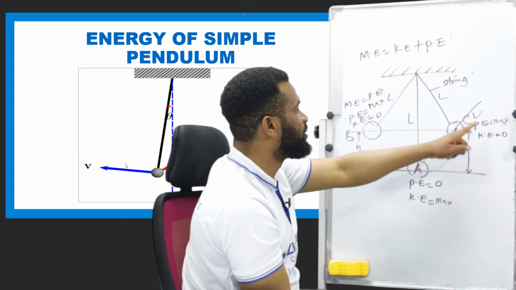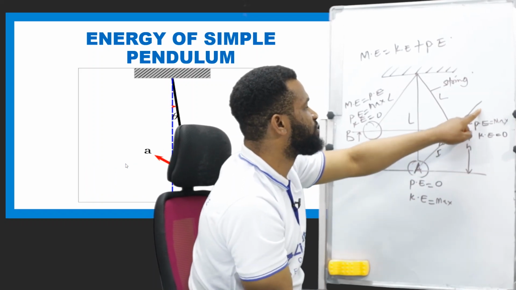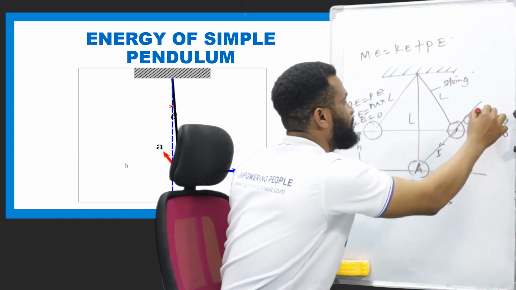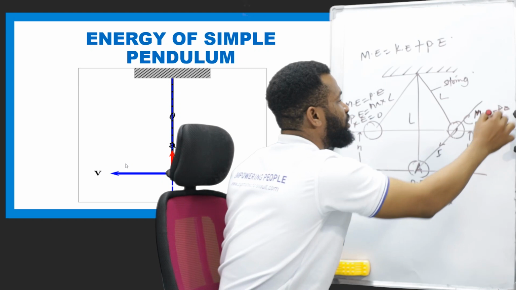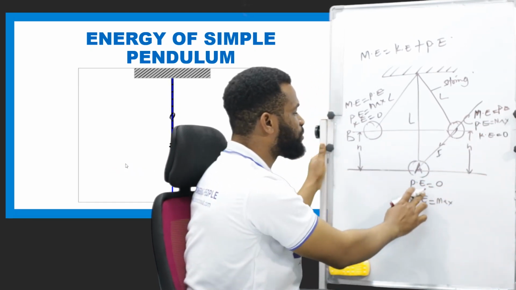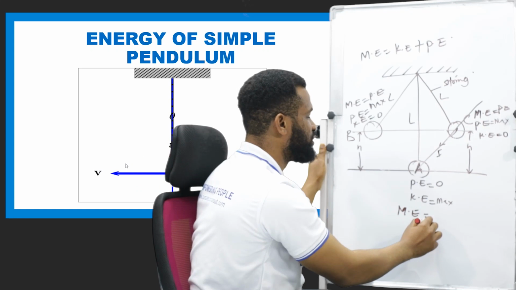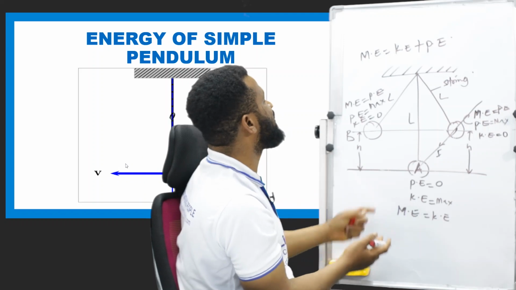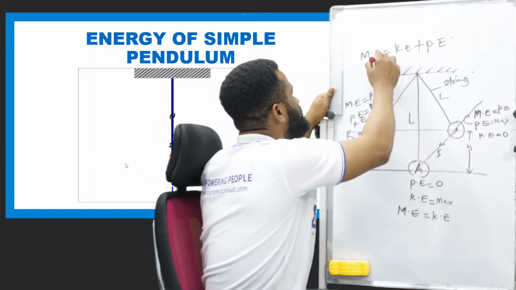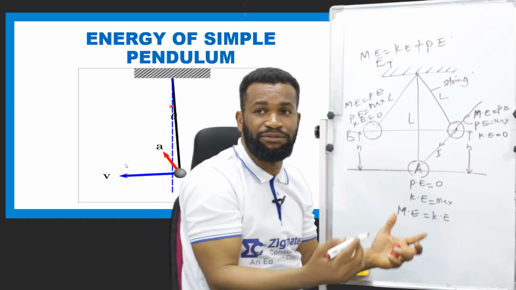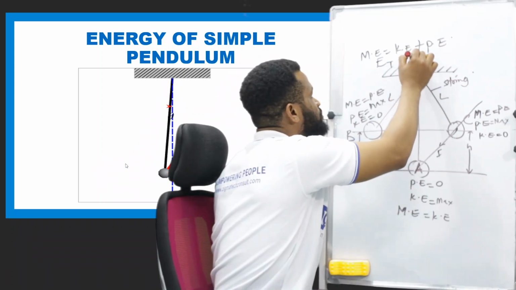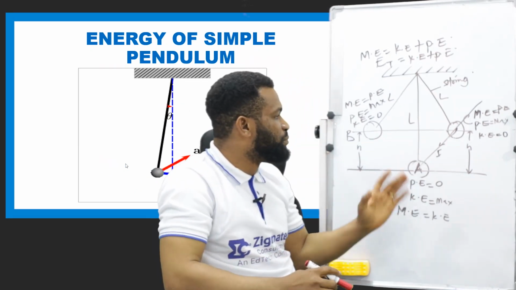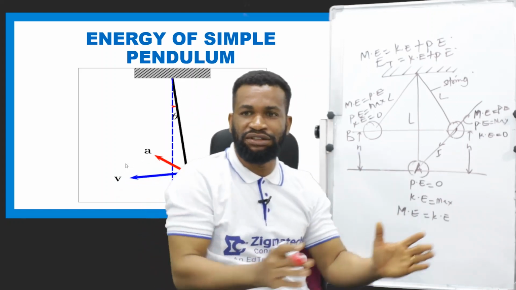The same thing happens here. Mechanical energy at this point is going to be potential energy, because kinetic energy is 0. But then at point A, mechanical energy is going to be kinetic energy because potential energy at this point is 0. So we say that at every point, total energy, which is called ET, which is how many textbooks call it, is equal to kinetic energy plus potential energy at every point as this body is moving from one point to the other.